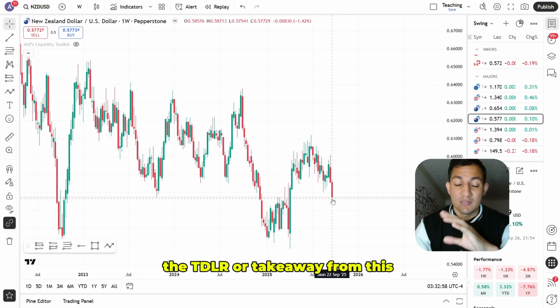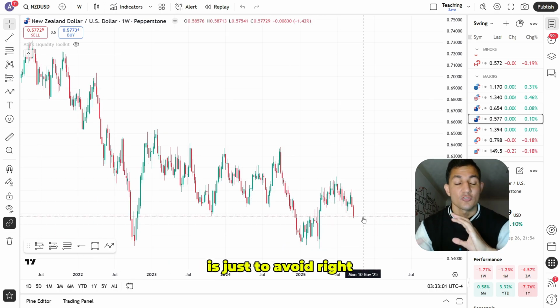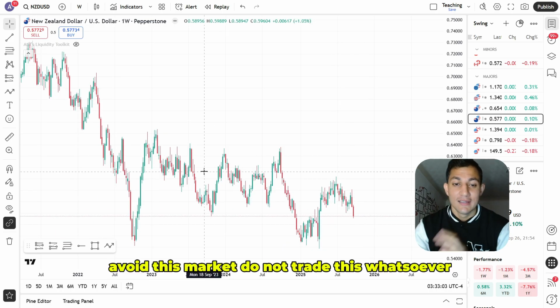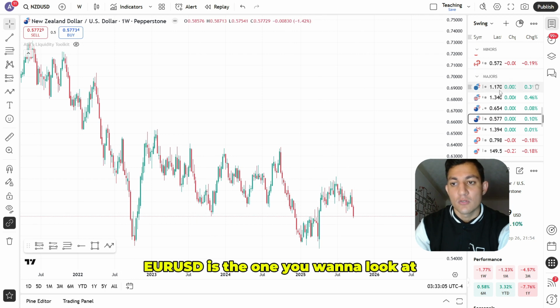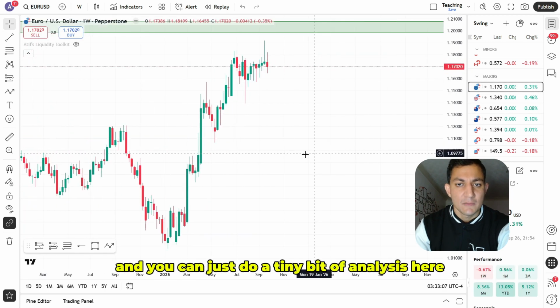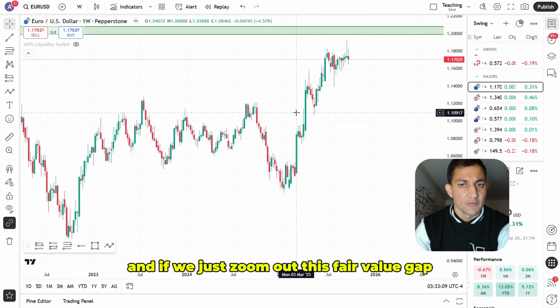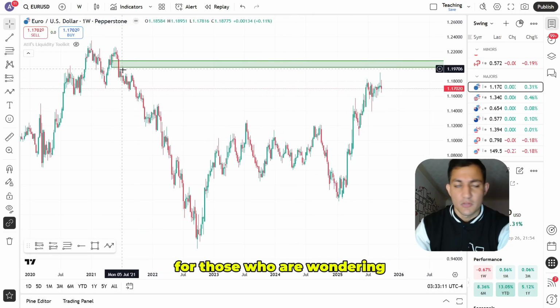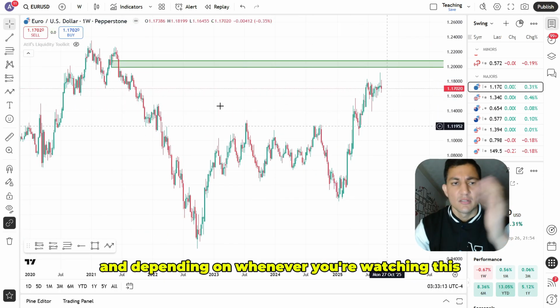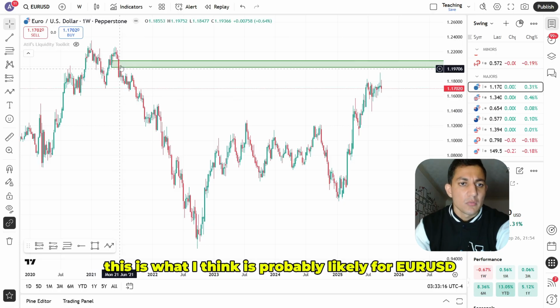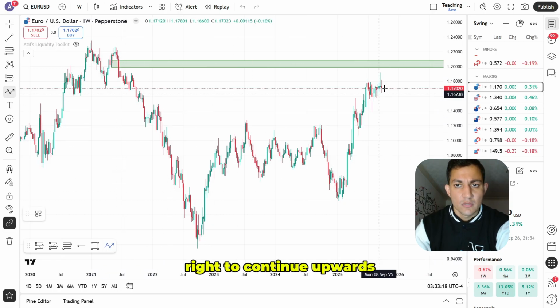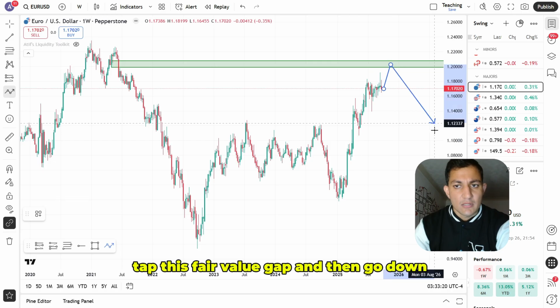What you really want to do, the TLDR, or the takeaway from this, is just to avoid, right? Avoid this market. Do not trade this whatsoever. Euro Dollar is the one you want to look at. And you can just do a tiny bit of analysis here, and if we just zoom out, this fair value gap, for those who are wondering, and depending on whenever you're watching this, this is what I think is probably likely for Euro Dollar, right, to continue upwards. Tap this fair value gap and then go down.